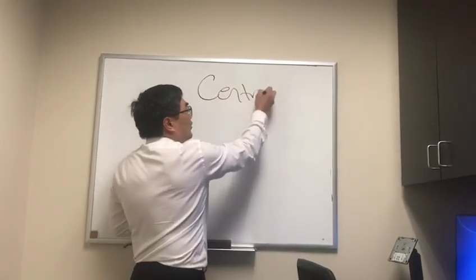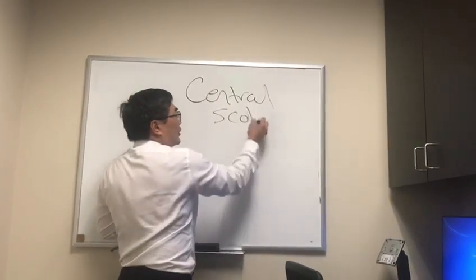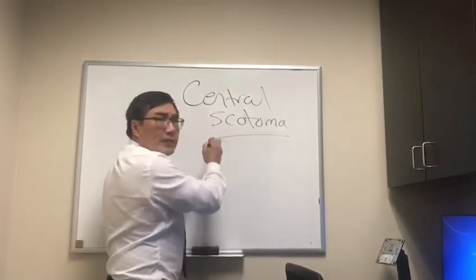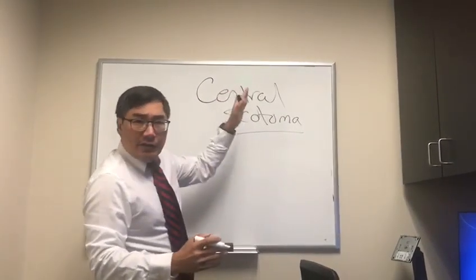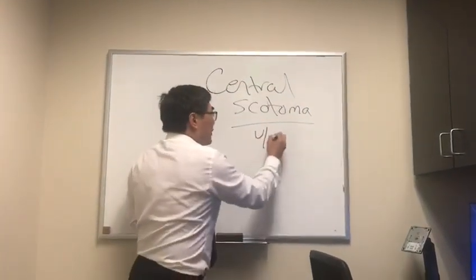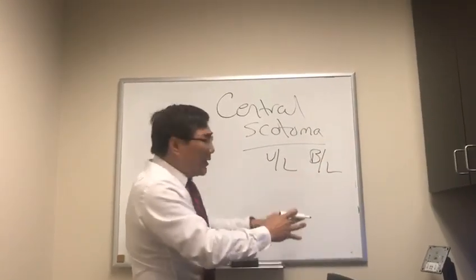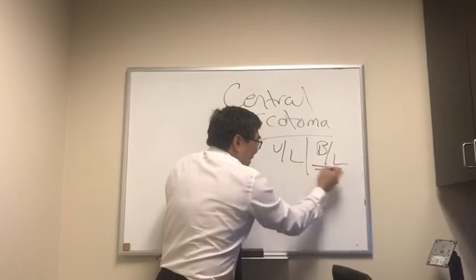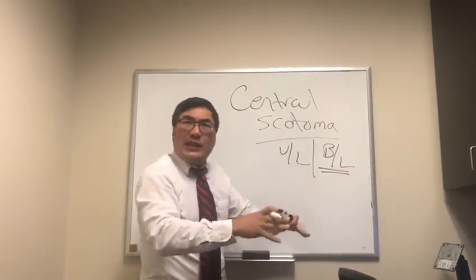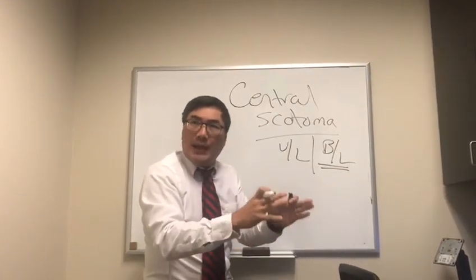So we're going to be talking about central scotoma. Scotoma is obviously a visual field defect, and in this case, it's in the center of our vision. So the first thing we need to know is, is it unilateral or is it bilateral? When it's bilateral central scotoma, we need to make sure it's not the macula or the papillomacular bundle.